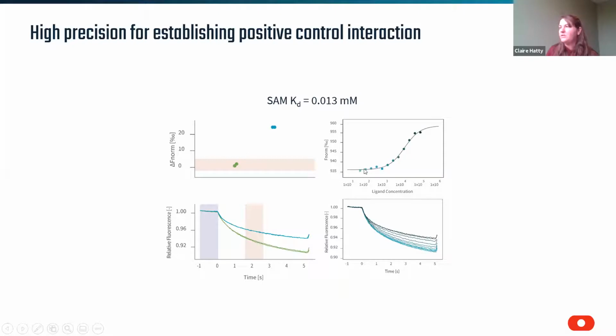We also then do an affinity measurement. We have a serial dilution of the ligand to actually measure the KD of the interaction. The KD in this case is 13 micromolar. So first we establish these two, that we have a nice signal amplitude, nice signal to noise, and that we actually see binding with our positive control ligand before we move on to do a full screen.